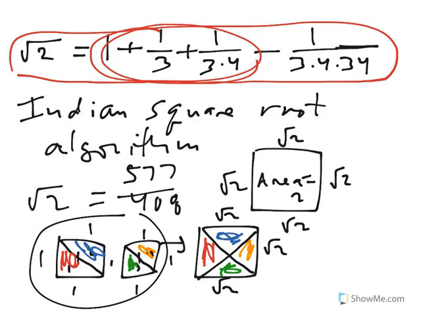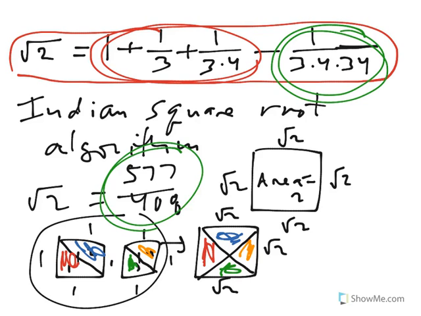In the next lesson, you will learn how to get even more accurate answers, namely, where does this term come from, and could we even do better than that, even better than this 577/408? And the answer is yes, and you'll learn how that works.